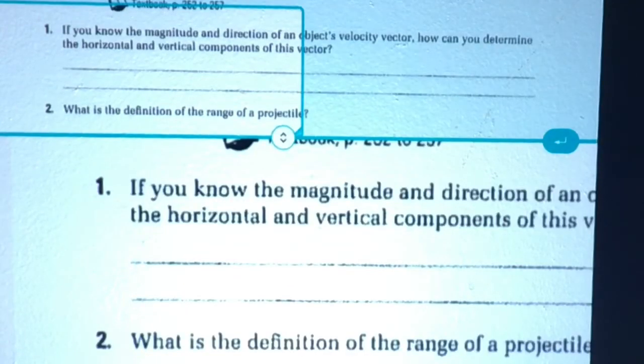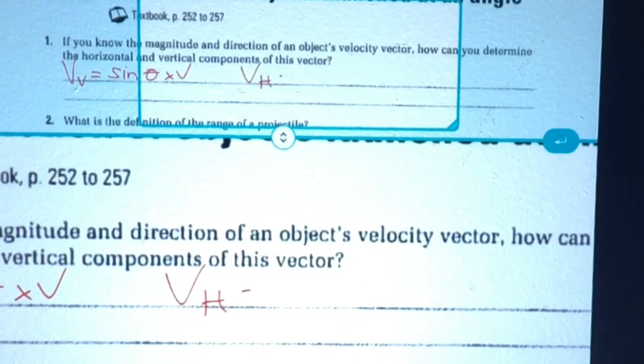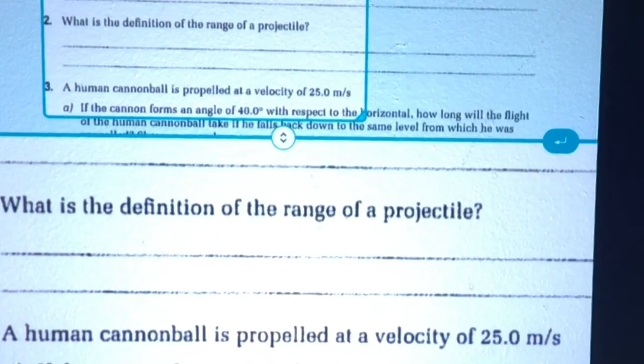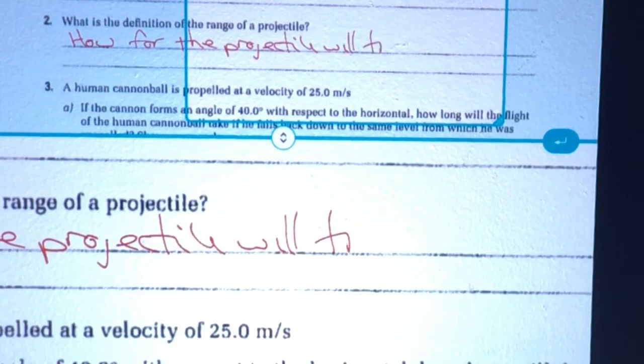If we know the velocity, we can calculate the vertical component is equal to the sine of the angle times the velocity. And therefore, the horizontal part is equal to the cos of theta times the velocity. That you should have memorized. And then question 2 says, what is the definition of the range of the projectile? Well, range means the distance covered. So how far the projectile will travel horizontally.